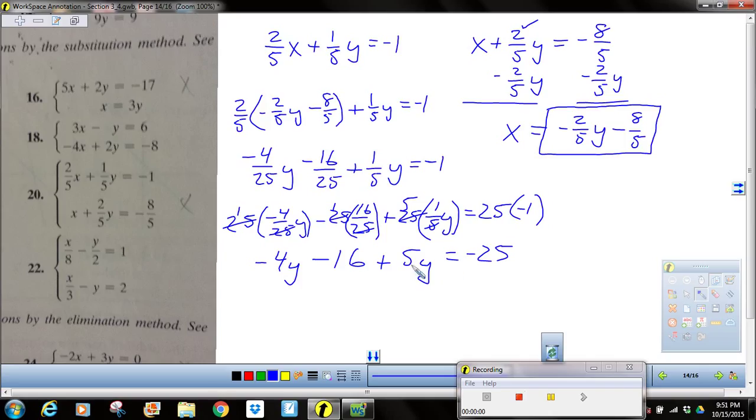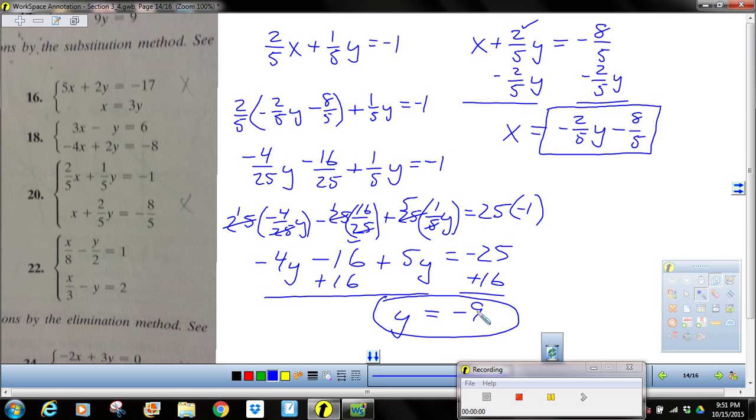I'm going to combine my like terms right here. The negative 16 is on the wrong side. So on the left, I'm going to go ahead and combine these. Negative 4y plus 5y is 1y. And on this side, I've got negative 25 plus 16 is negative 9. And I know what y is. Now that I know what y is, I can come back over here and plug it into my equation.